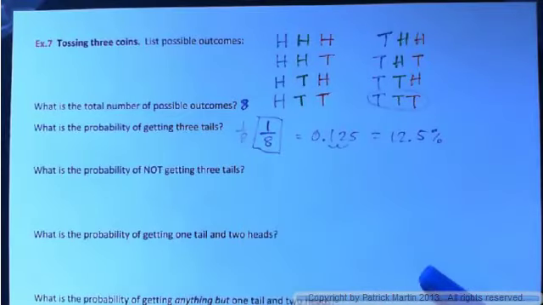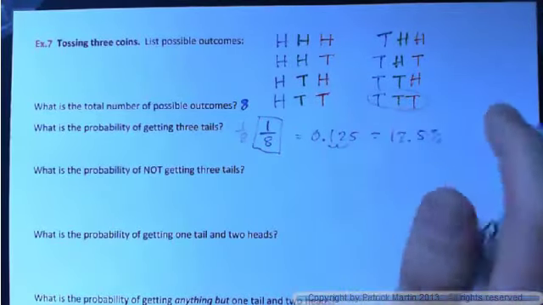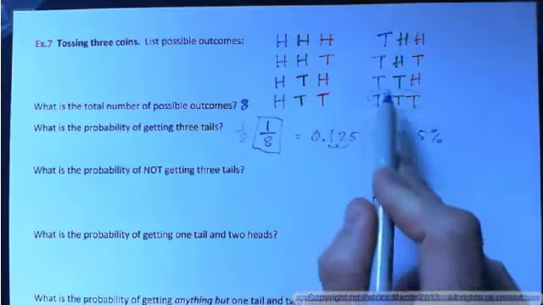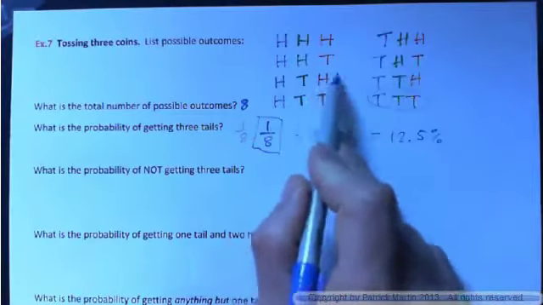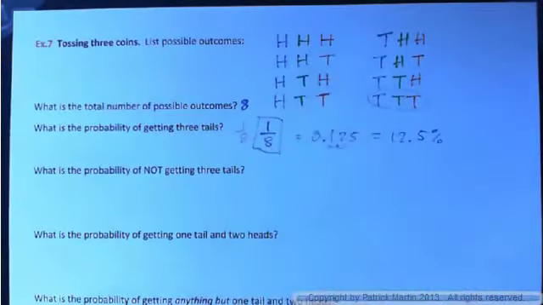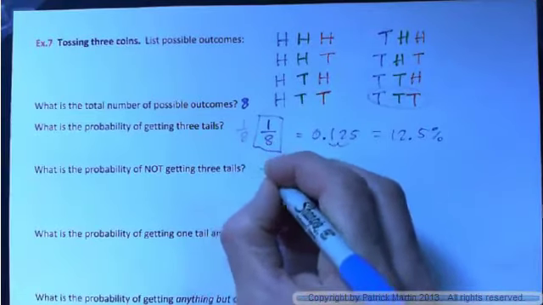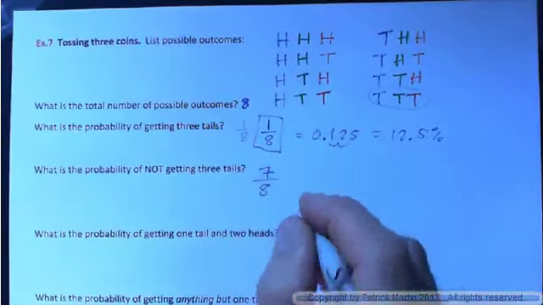Write down the answer. Probability of not getting 3 tails. Have you got it? Well, not 3 tails means not this one. So 1, 2, 3, 4, 5, 6, 7 possibilities actually. So 7 possible outcomes over 8.